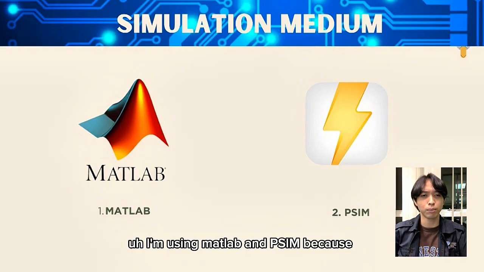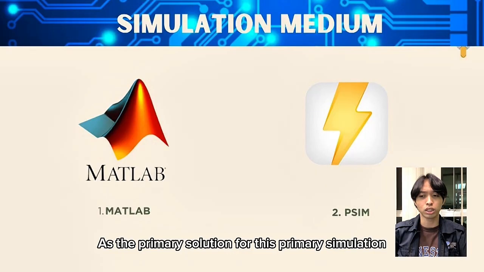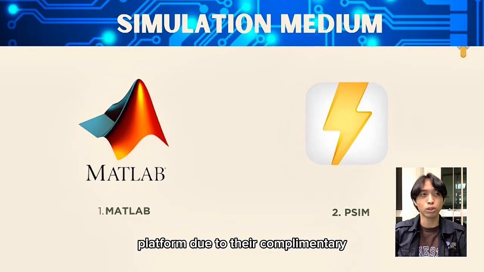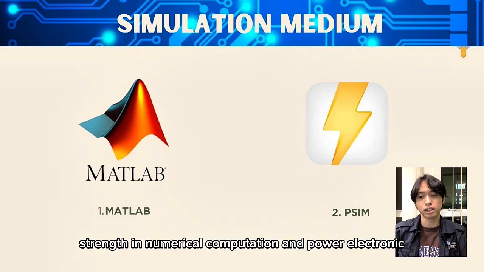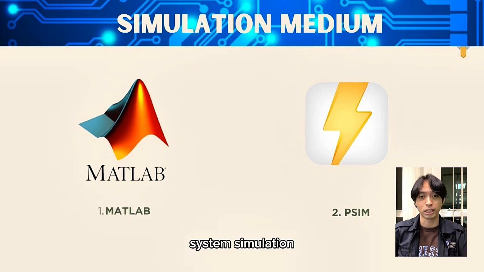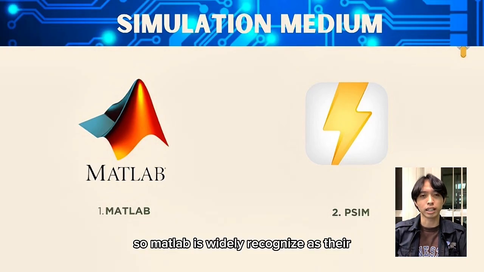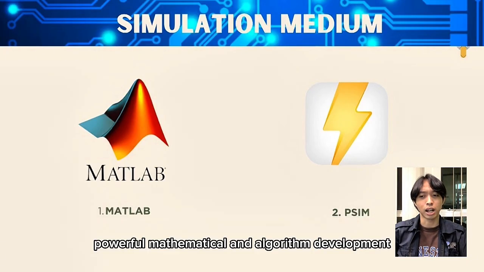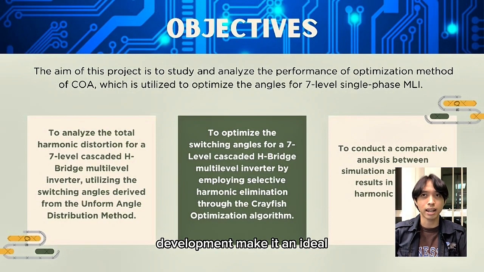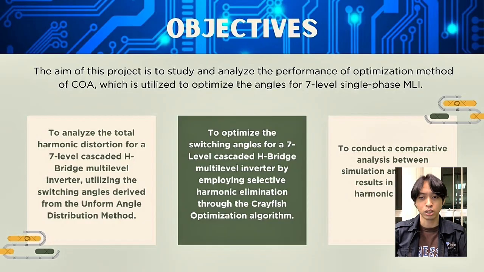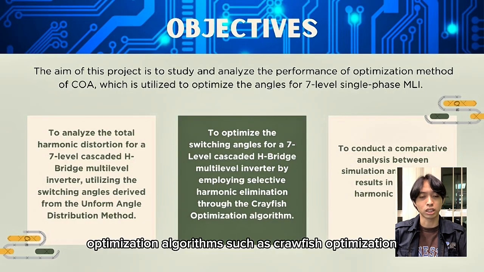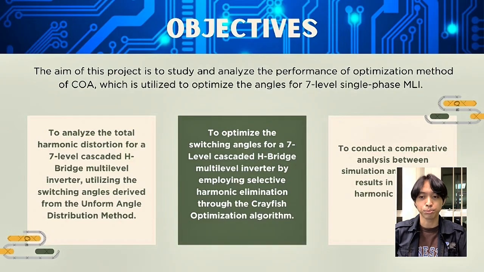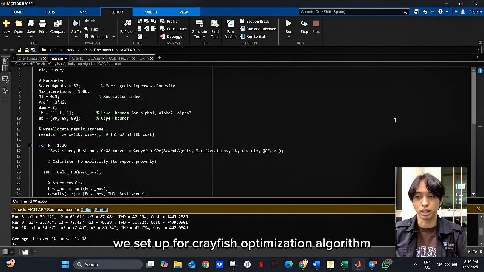I'm using MATLAB and PSIM as the primary simulation platforms due to their complementary strengths in numerical computation and power electronic system simulation. MATLAB is widely recognized for its powerful mathematical and algorithm development, making it an ideal medium for me to do optimization algorithms such as Crayfish optimization and Newton Raphson. So in MATLAB, we set up the Crayfish optimization algorithm coding functions.